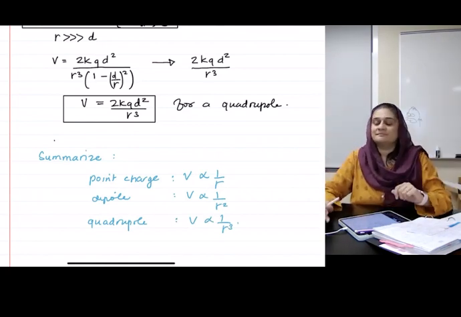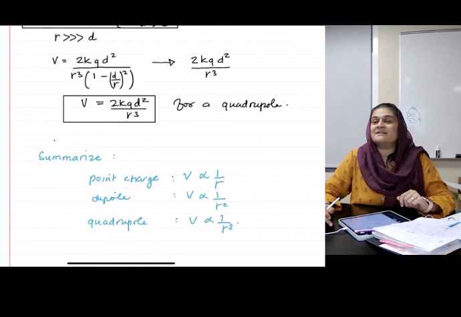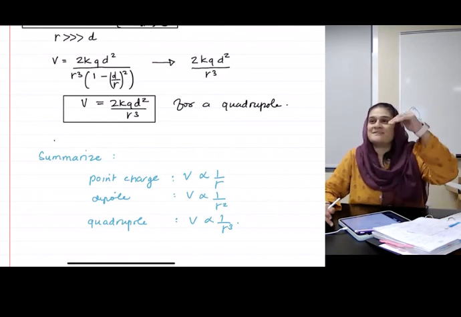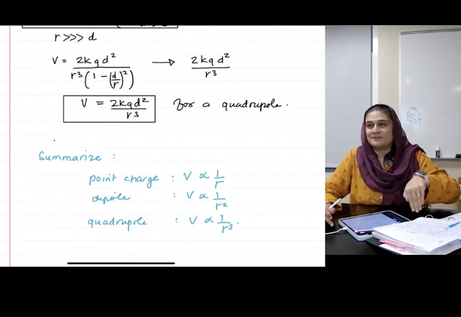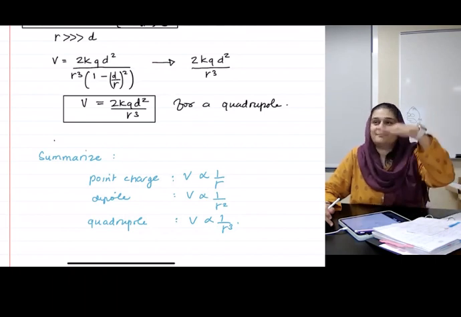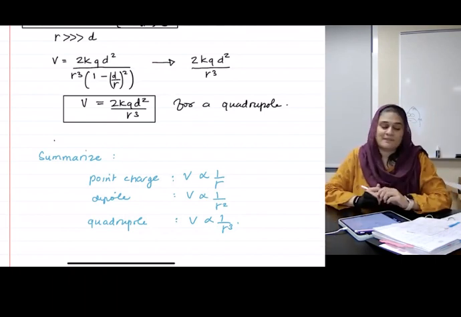woohoo! Do you remember when we did the same thing for electric field? Also went the same way. It was R squared. Then for a dipole, it was R cubed. And then for a quadrupole, it was R4. Yeah. The more number of charges, the more it changes.